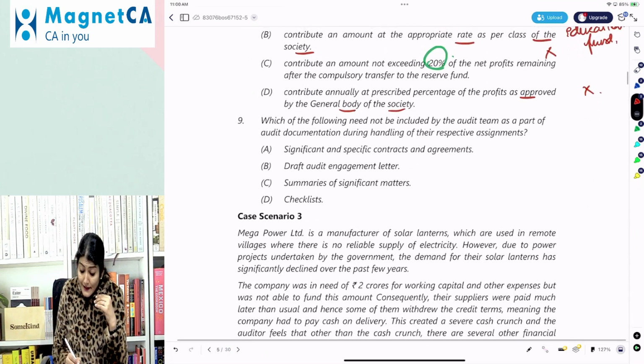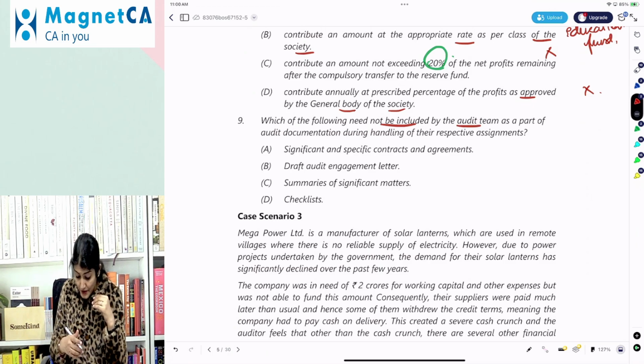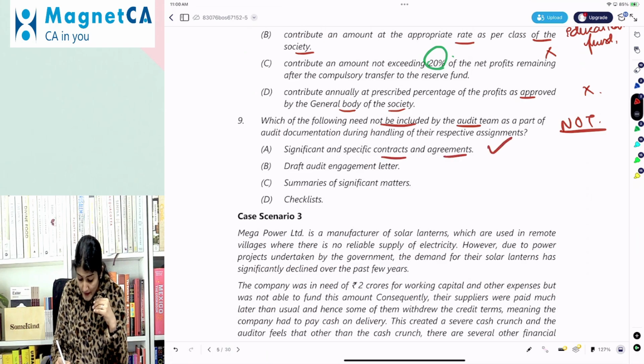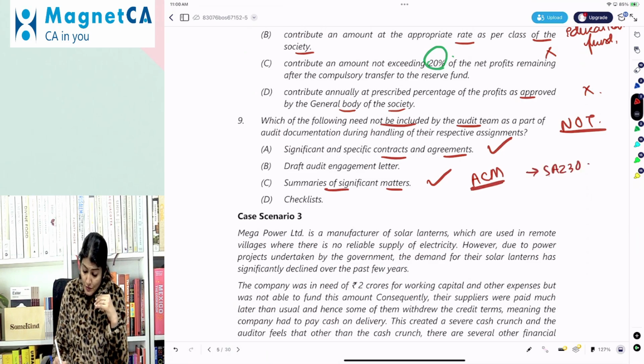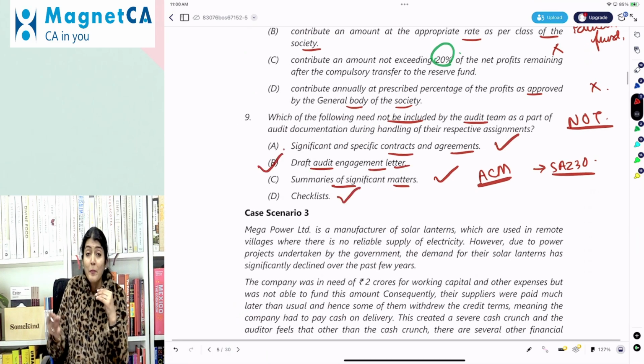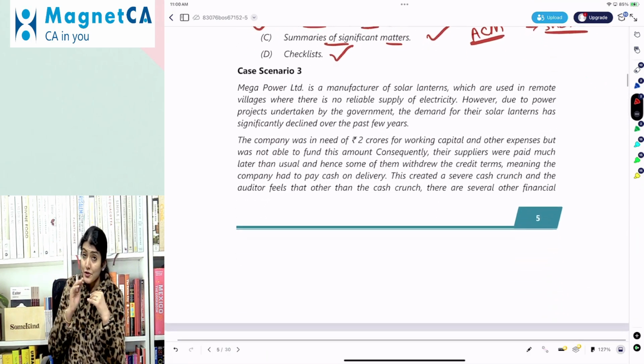Which of the following need not be included by the audit team as a part of audit documentation during handling of their respective assignments? Significant specific contracts and agreements, to be included. Draft audit engagement letter, summaries of significant matter. Yes, that is called as the ACM, audit completion memorandum, as per SA 230. Checklist, yes. Draft engagement letter, that is your superseded documents, may not be included in the audit documentation.